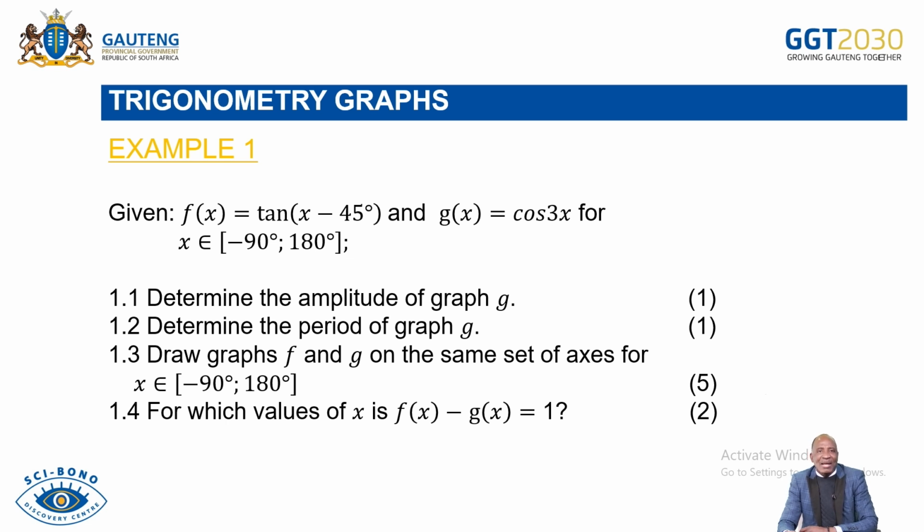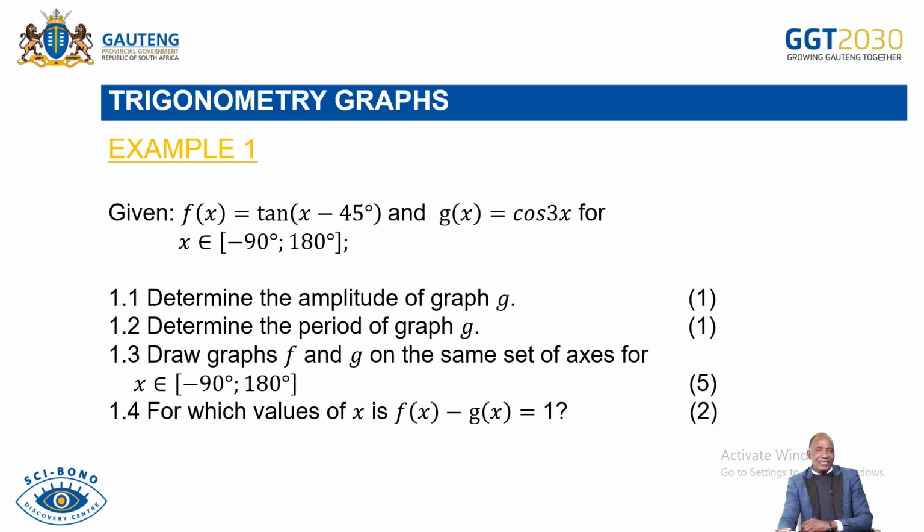You also need to determine the period of the graph g. Then we're also going to draw graphs of f and g on the same set of axes for x an element of negative 90 degrees to 180 degrees, which is our domain. Then we are also asked a question based on the graphs that we are going to draw in 1.3. The question says, for which values of x is f of x minus g of x equals 1? So we shall have a look and see how that question is answered.